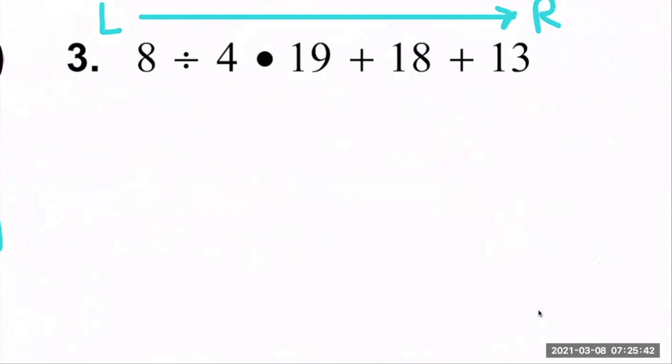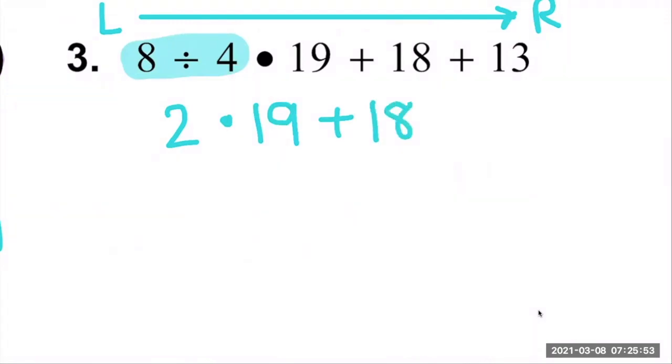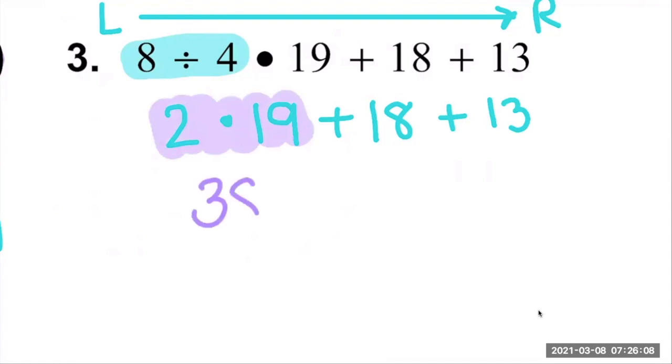Well, the division comes first, so that means I have to take care of this division first. 8 divided by 4 gives me 2. So now I have 2 times 19 plus 18 plus 13. Now I'm going to take care of the multiplication that's there. So 2 times 19. 2 times 19 gives me 38. Now I have 38 plus 18 plus 13.